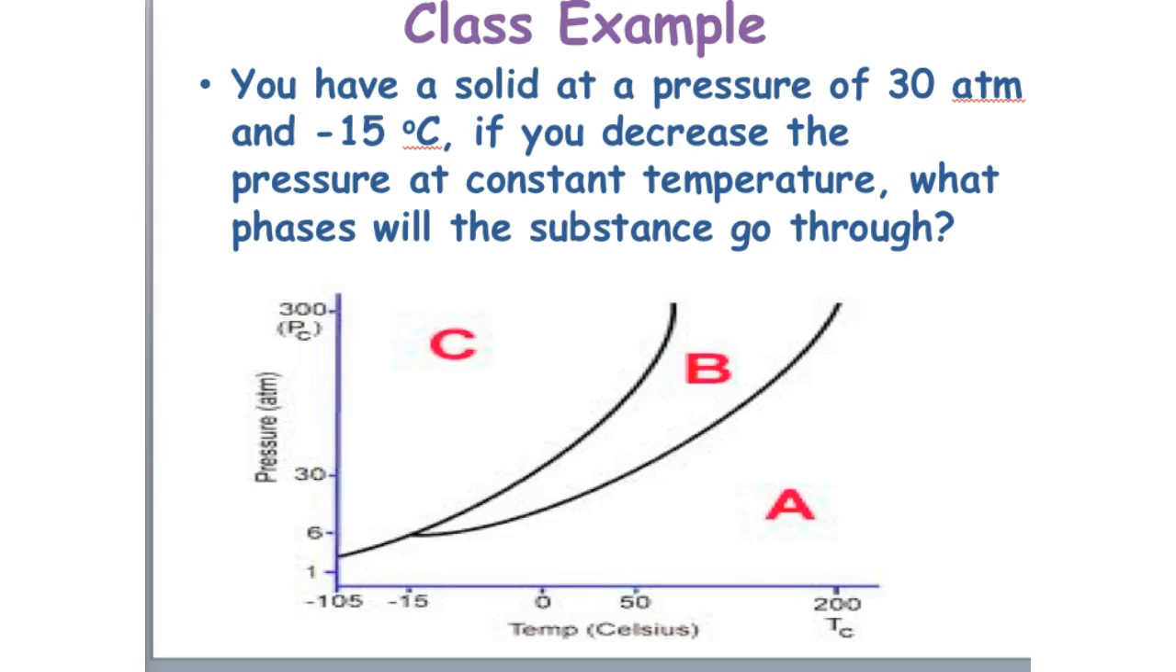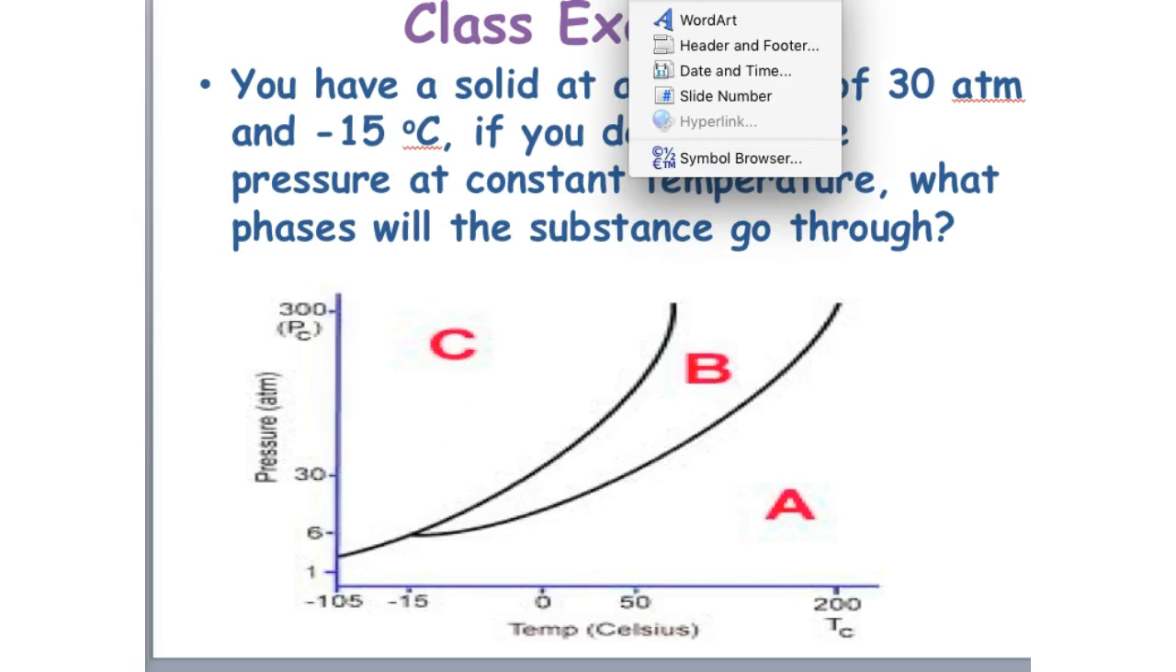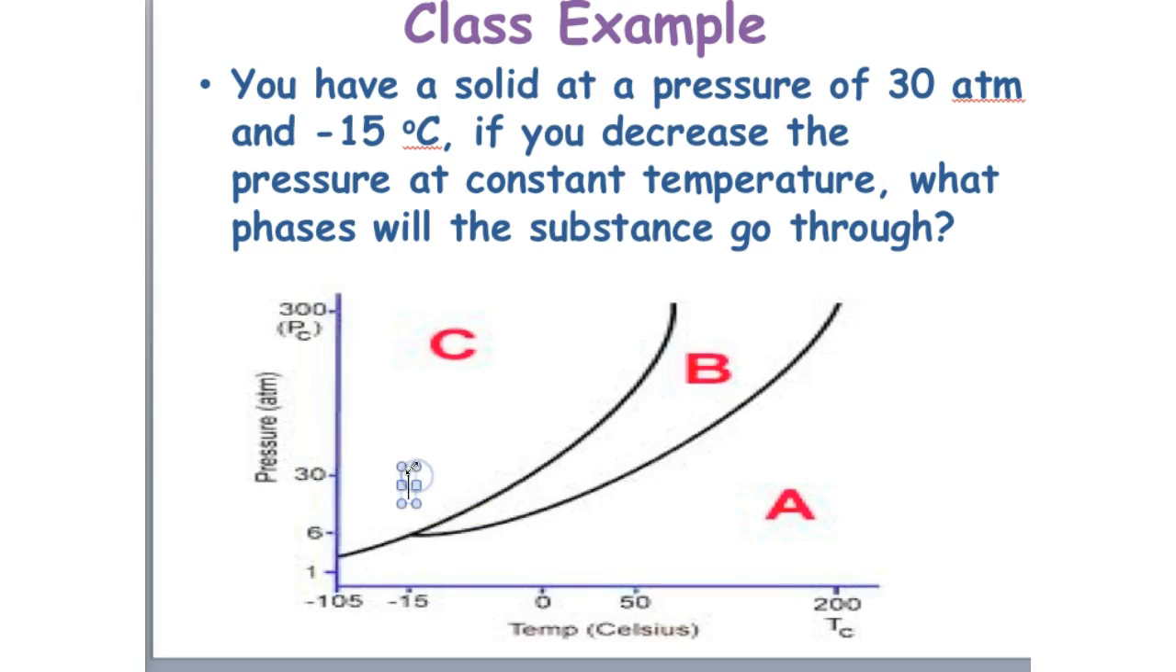It says you have a solid at a pressure of 30 atmospheres. So atmosphere is a measurement of pressure. Here's 30. And negative 15, which is right here. So right here at this point. So let me just draw that in. Let me see if I could draw like a little square at least. It doesn't want to. Okay, so somewhere around here, in this box right here, that is where you have 30 as your pressure and negative 15 as your temperature.